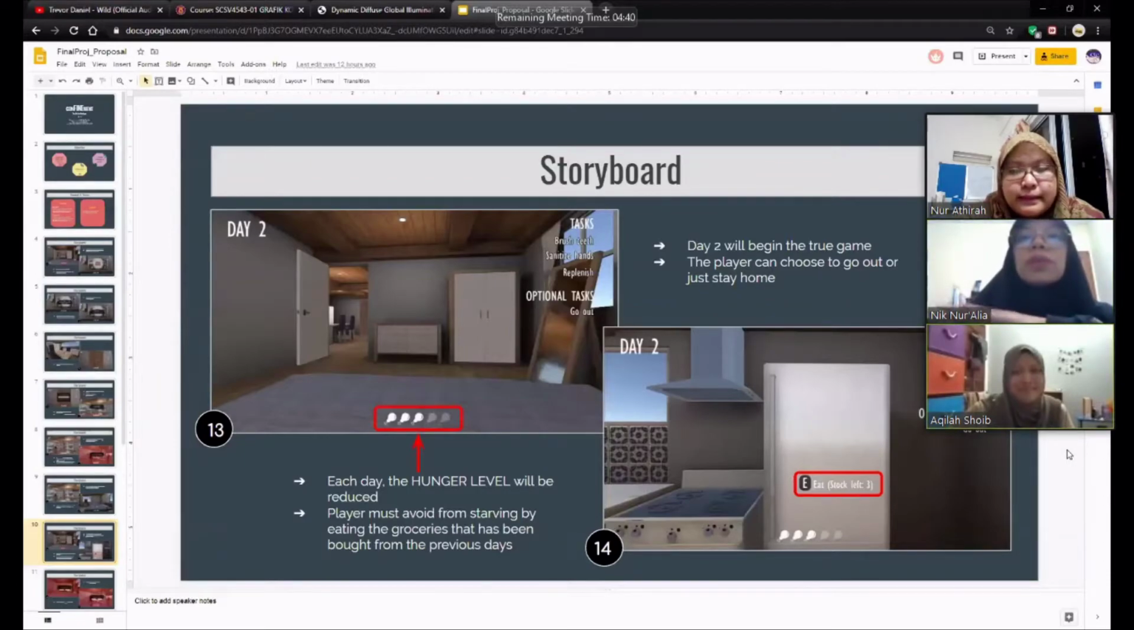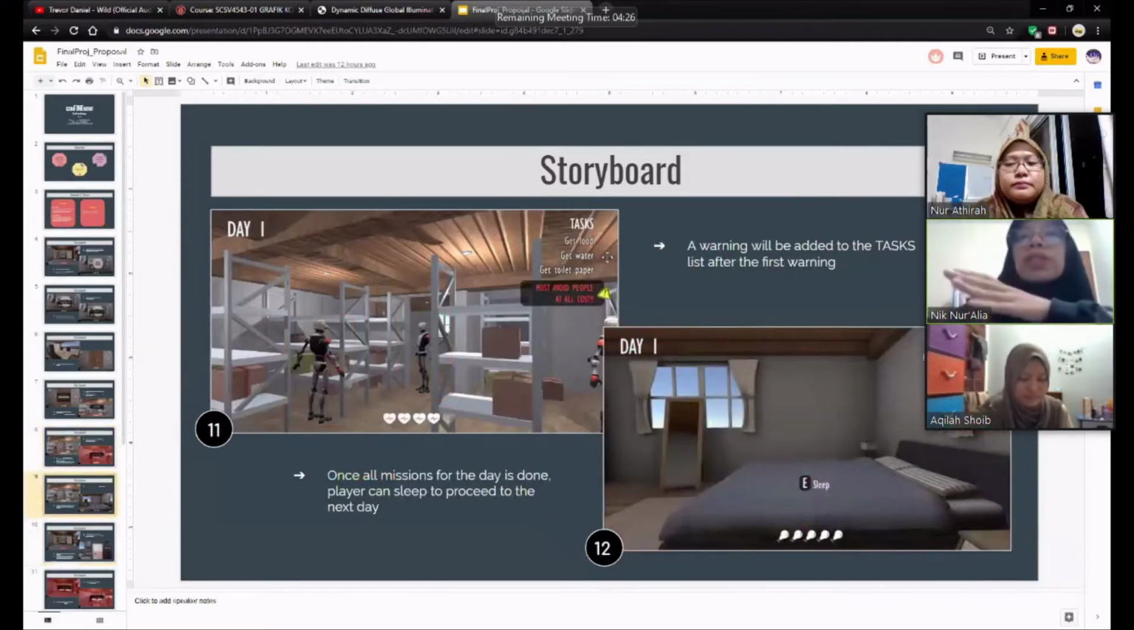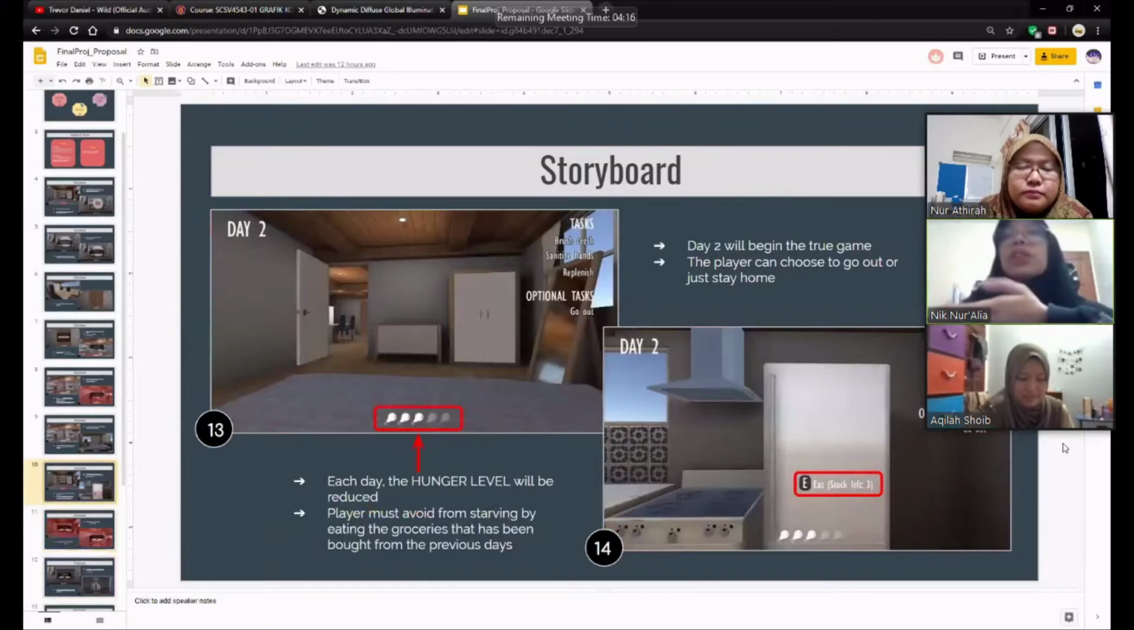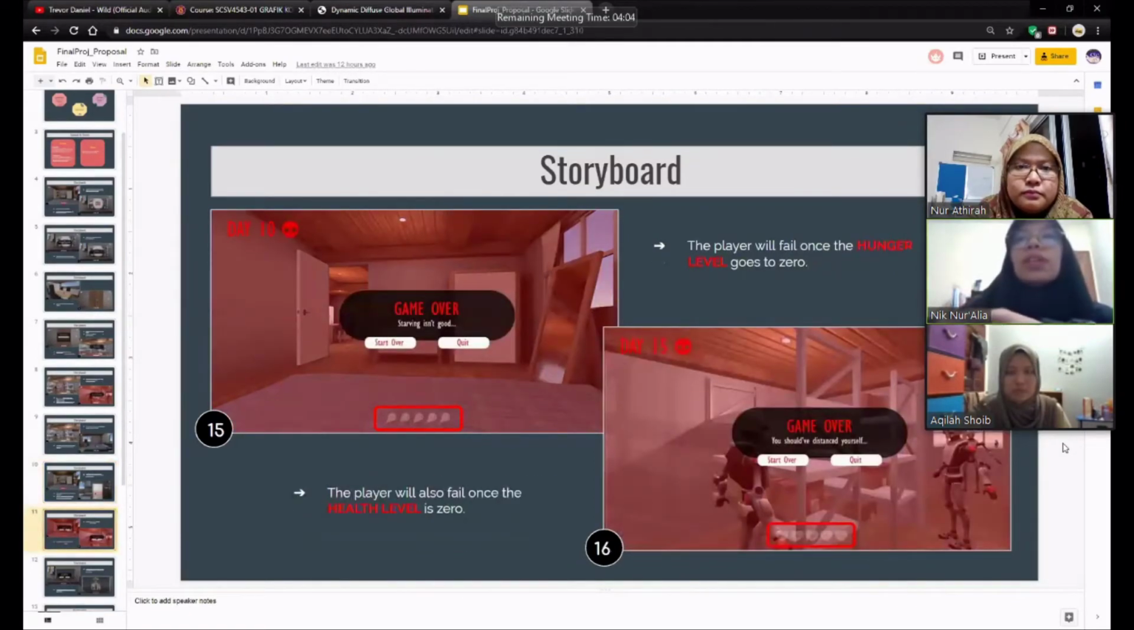So in order to avoid starvation, the player has to eat the groceries that has been bought from the previous day, where the mission at the supermarket was prompting a player to get food, get water, and get toilet paper. So the food and water will be the groceries for the next day, so the player can avoid starvation. So when the hunger level goes to zero, it is game over, and also for the health level is zero, it is also game over.